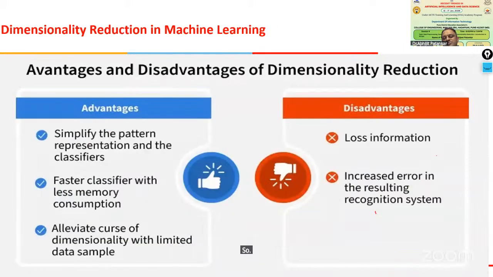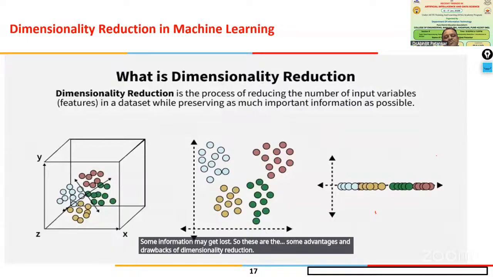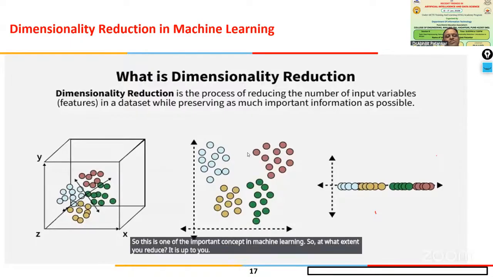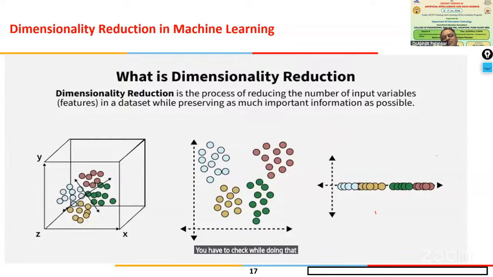So that is the loss. Then it increases error in the resulting recognition system. So error increases and some information may get lost. These are some advantages and drawbacks of dimensionality reduction. This is one of the important concepts in machine learning. To what extent you reduce is up to you. While doing that, you have to check what kind of data loss there is, whether relevant data loss is there, and then we have to limit it to 2D. Then it is up to us.